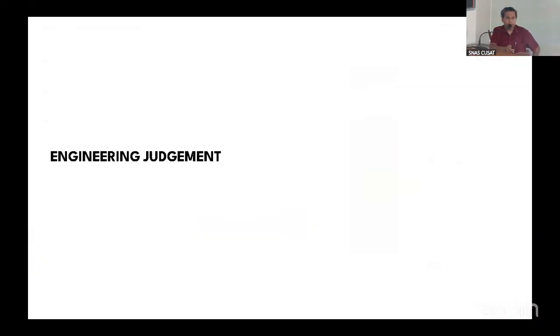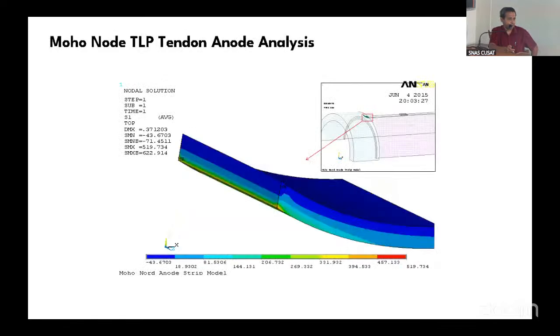Okay, one more thing about engineering judgment. This is for a TLP. TLP is a tension leg platform. They have tendons which are for station keeping. You have these tendons that hold it in place, and they act as the station keeping. And this is a tendon anode analysis.